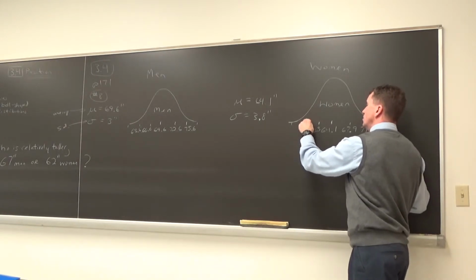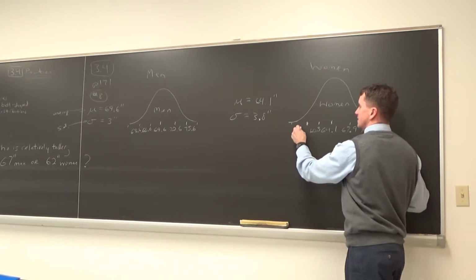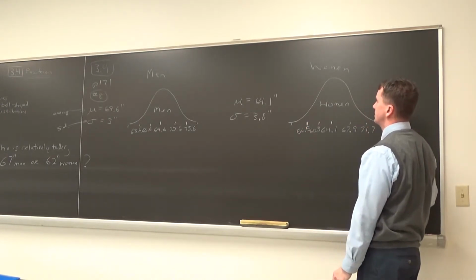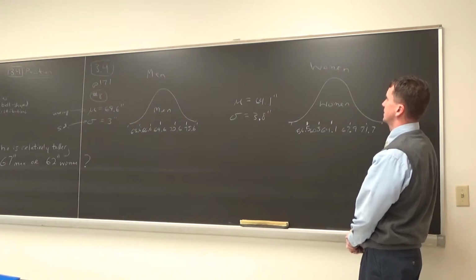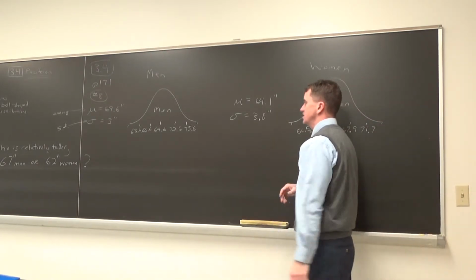56.5. And 2 standard deviations below the mean, we're talking about a height that is 56.5. Looks good, right? Distribution of women, distribution of men.